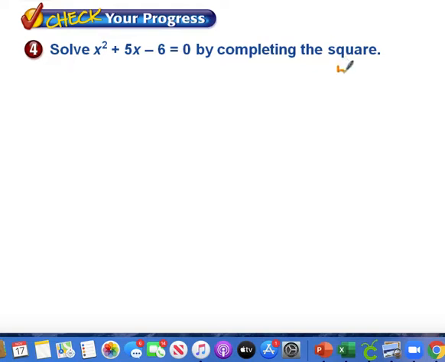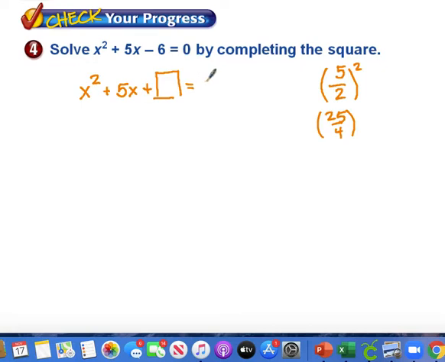Okay, welcome back. I'm going to go ahead and take half of 5 and square it. Well, half of 5 squared gives me 25 fourths. And I can see that negative 6 is not 25 fourths, so I'm going to move it to the other side. So I will have x squared plus 5x plus whatever completes my square is equal to 6 plus whatever completes my square on the right.